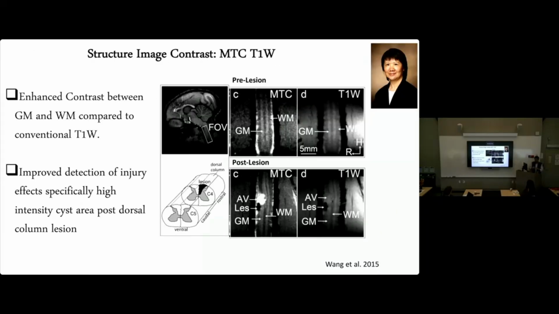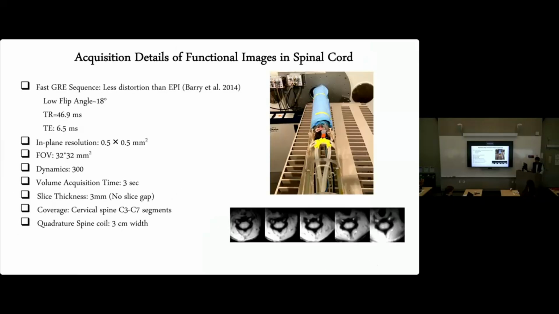Coming to the structural image, as Julian was discussing yesterday also, we prefer the MTC weighted image because it has been shown to give higher contrast between the gray and white matter in the spinal cord. Also, it shows a much higher intensity and specificity towards the injury site compared to traditional T1 weighted imaging. So the MTC contrast is the one that we prefer for structural imaging.